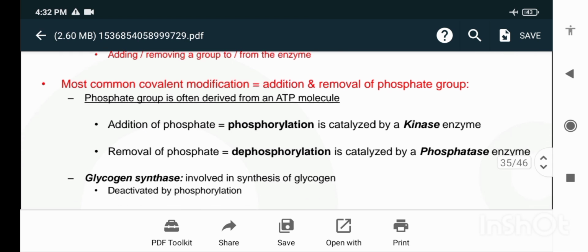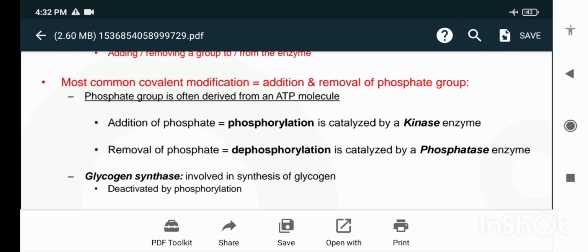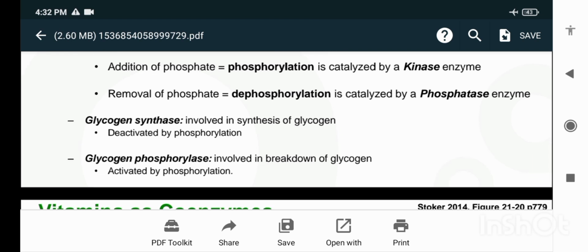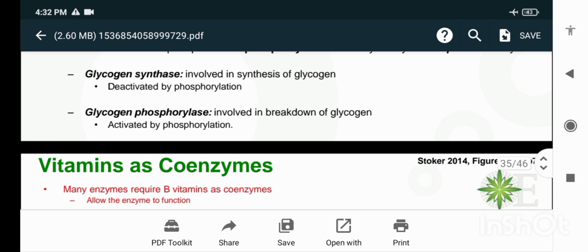The phosphate group is often derived from an ATP molecule. Addition of the phosphate, phosphorylation, is catalyzed by a kinase enzyme. Removal of the phosphate, dephosphorylation, is catalyzed by a phosphatase enzyme. Glycogen synthase, involved in the synthesis of glycogen, is deactivated by phosphorylation. Glycogen phosphorylase, involved in the breaking down of glycogen, is activated by phosphorylation.